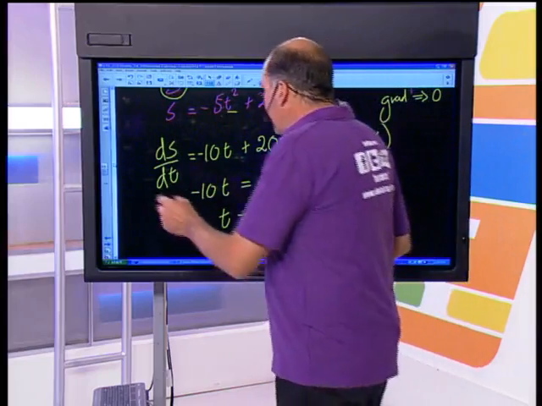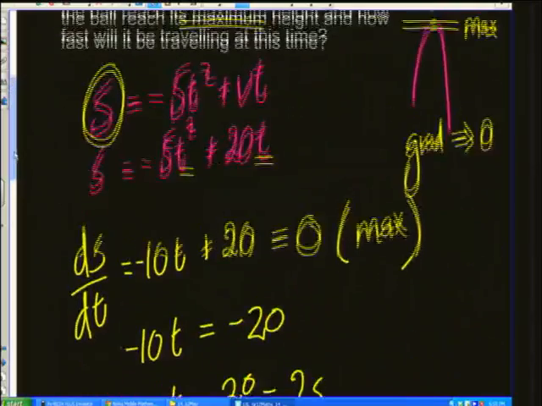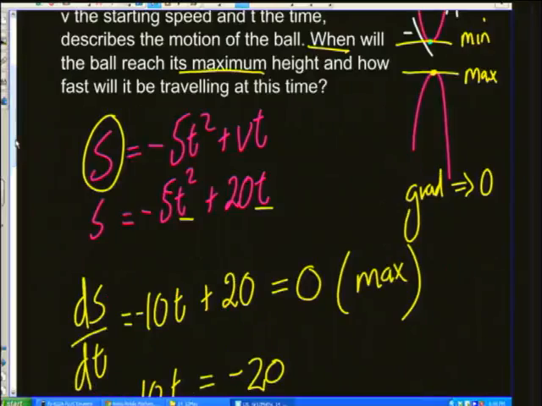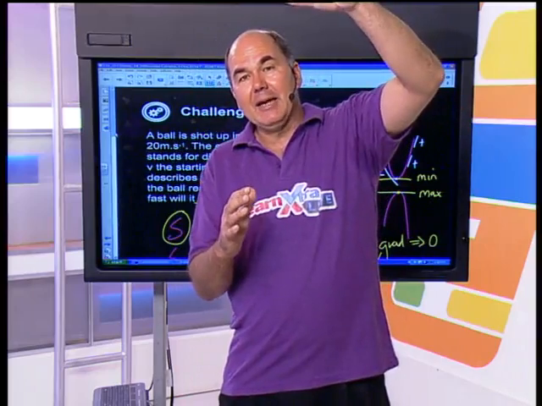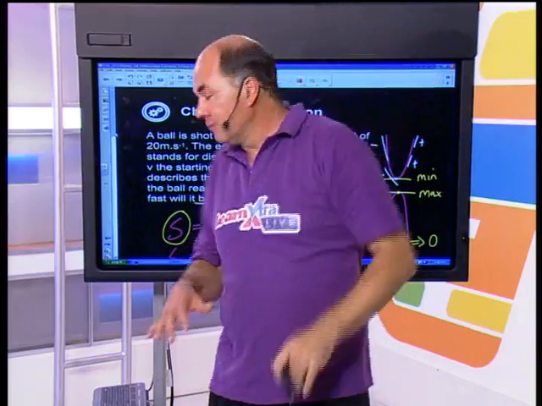So now the next part is to look at the question again. We've got the first part, when, and it says now, how fast will it be traveling at this time? So when will it reach the maximum height? We worked that out. How fast will it be traveling? This is an important point that you need to recognize. If it's reached its maximum height, its speed will be 0, okay?